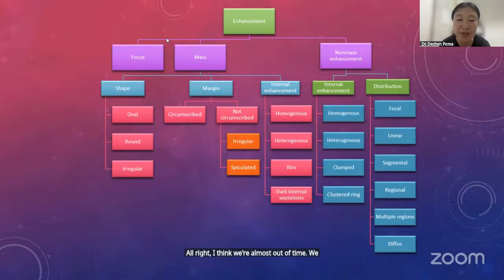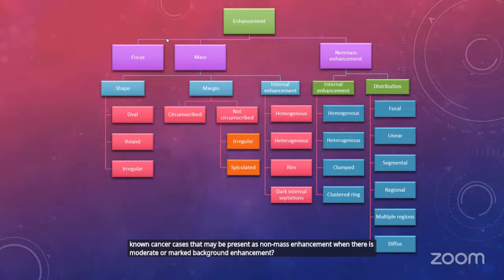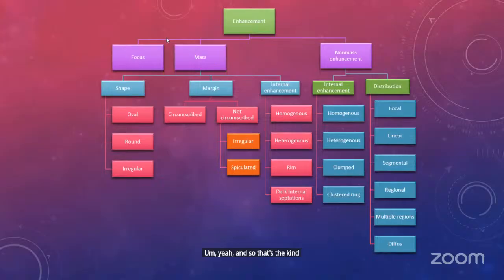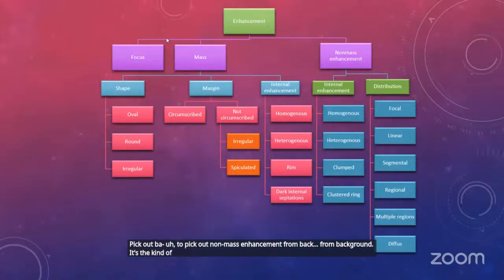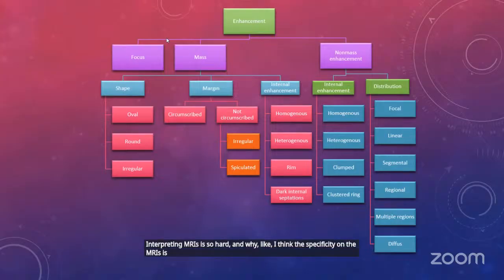All right, I think we're almost out of time. We have two last questions. The first one says, how do you pick up multifocal multicentric lesions in known cancer cases that may present as non-mass enhancement when there is moderate or marked background enhancement? Yeah, and that's the kind of thing why I put up that little meme. It's very tough to pick out non-mass enhancement from background. It's why interpreting MRIs is so hard, and why I think the specificity on the MRIs is so frustrating.